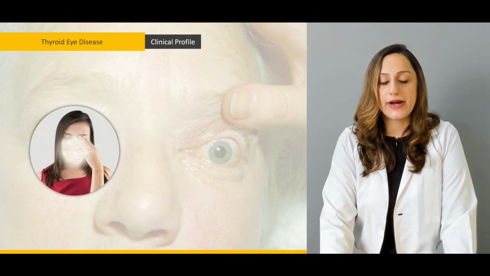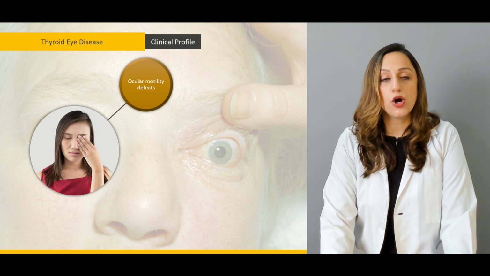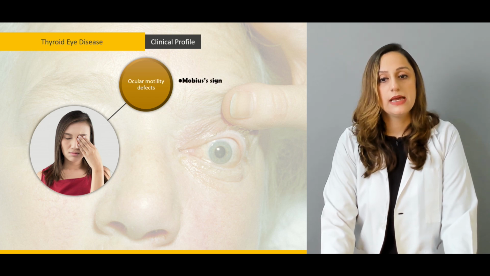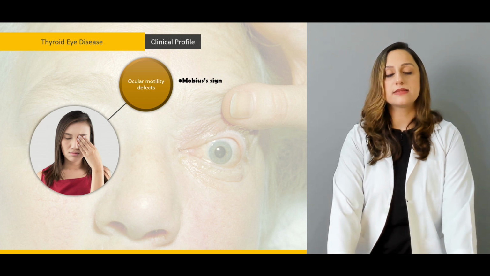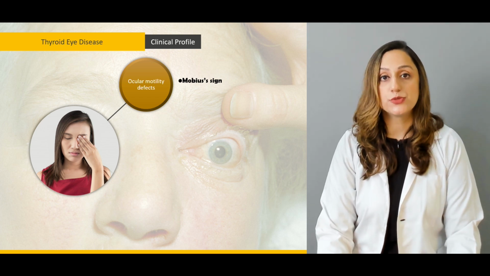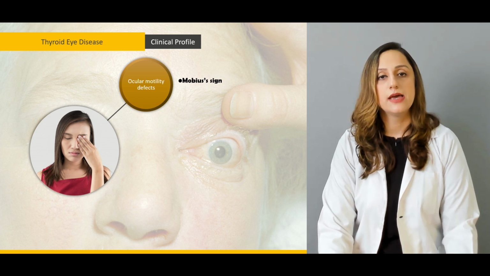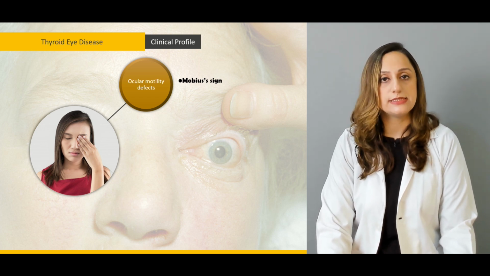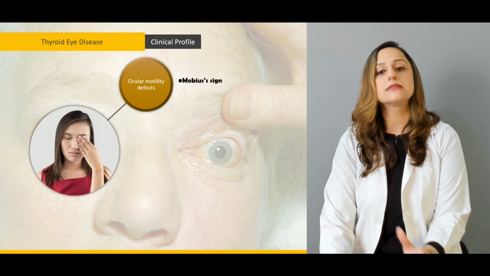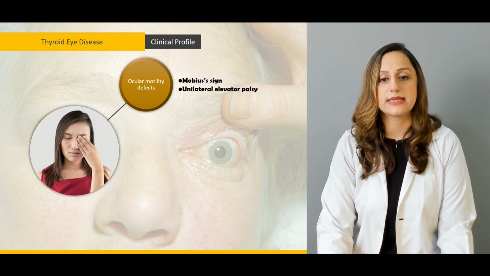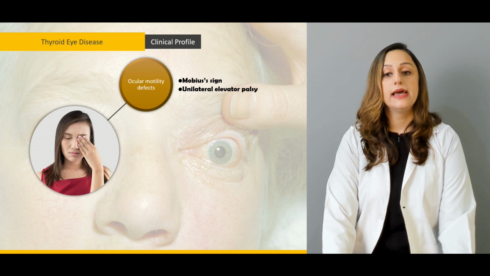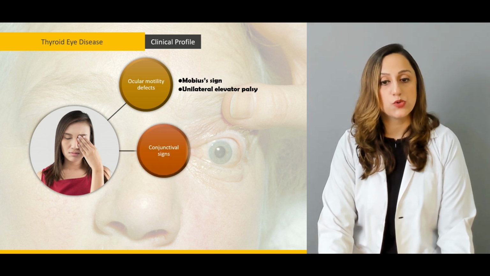The clinical profile in these patients would include the ocular motility defects that would be noted down in these individuals. That is known as the Mobius sign. So if there is an ocular motility defect, again, you'd ask the patient to look in the 6 cardinal directions. So there would be the ocular motility defects noted down. This sign is known as the Mobius sign. There's a unilateral elevator palsy noted down.